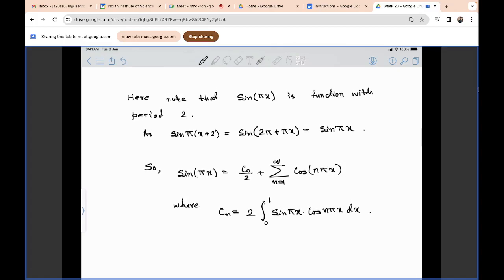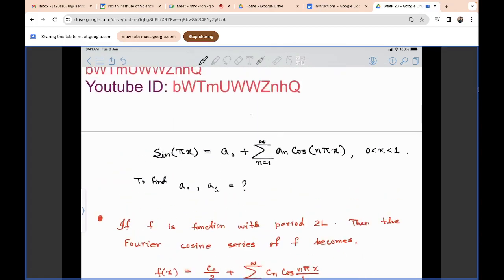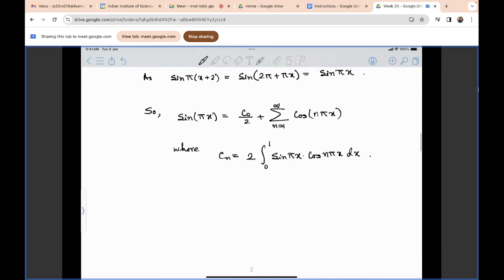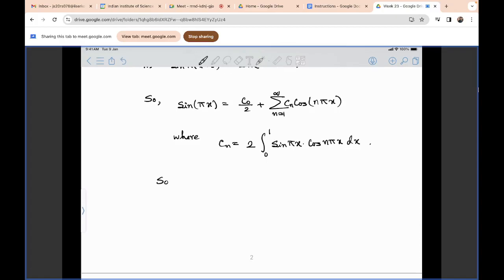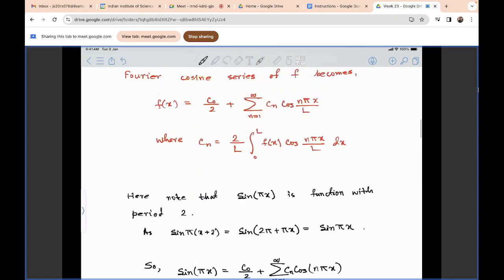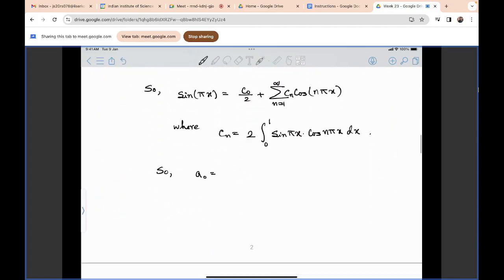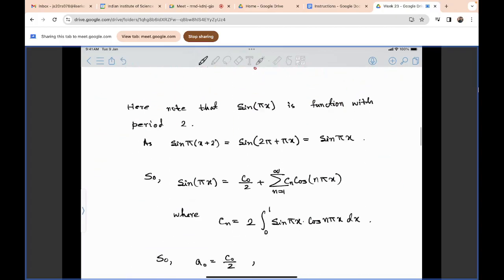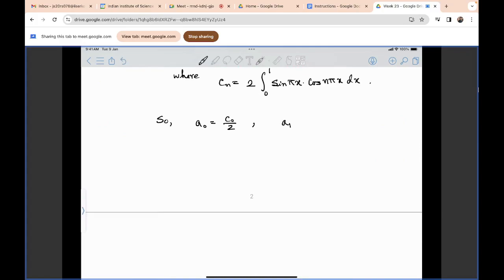So what is the relation with a0 and a1? Oh, sorry, here it will be c_n. So a0 basically from there it is written a0, but here you will get c0 by 2. So a0 is c0 by 2, and a1 will be c1. So let's compute what is c0.